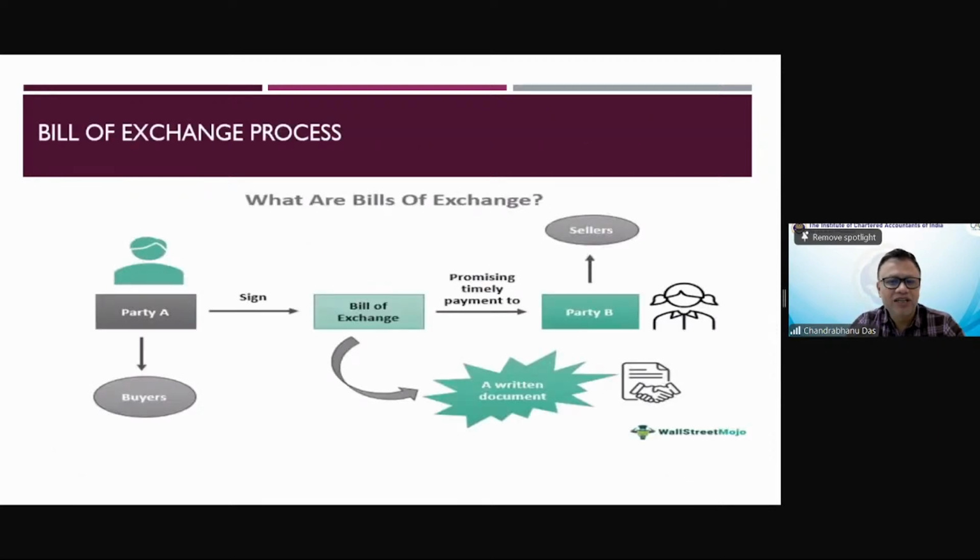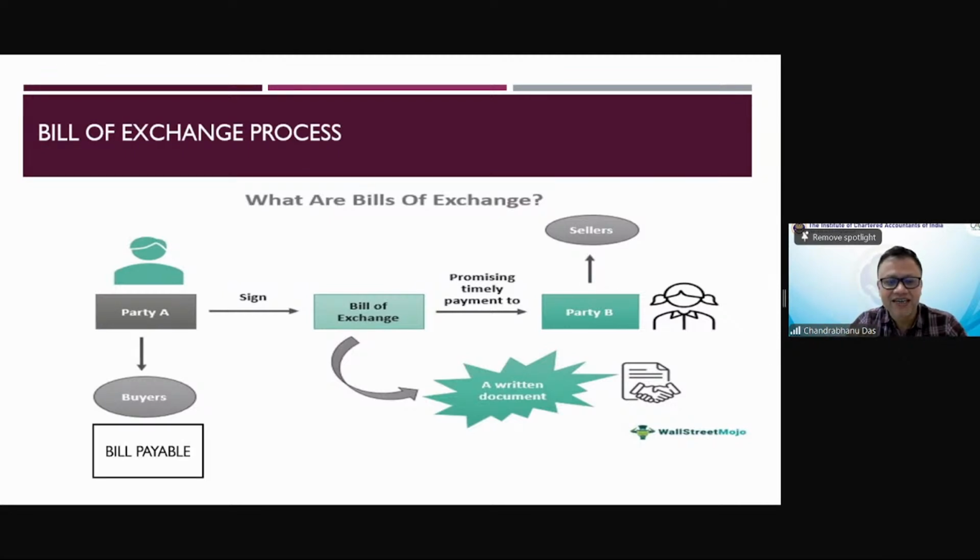So what is this particularly, a bill of exchange? Simply just a written document of trust. For right now, you understand that whenever somebody is selling goods and somebody is buying goods, somebody is paying the money for the goods and somebody is giving the goods. So there has to be trust from both the parties. And for that, the trust is in the form of a bill of exchange, which is a written document and which has to be validated by the banks.